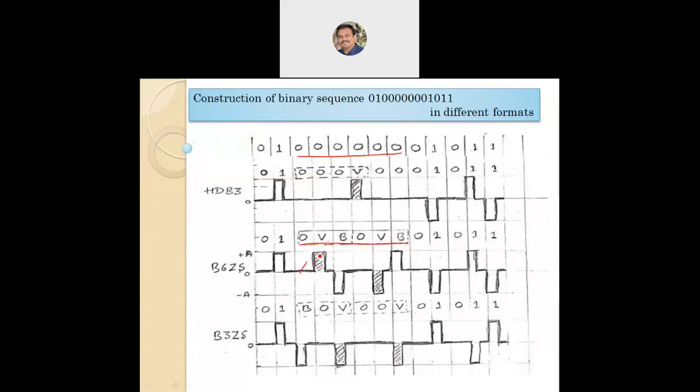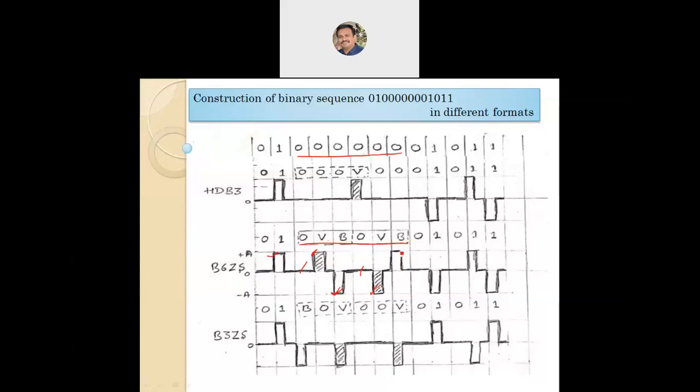0, 0 amplitude, V is the violation bit, is equal to 1. So the previous one is plus A, hence the violation is to be plus A only. Next bit is B, which is equal to 1. So compared to the previous amplitude of 1, which is plus A, the next one should be minus A. Next one is 0, 0 amplitude. The next bit is V, that is a violation of the bipolar, even though it is 1. So here the previous one is minus A, hence this one is also minus A.